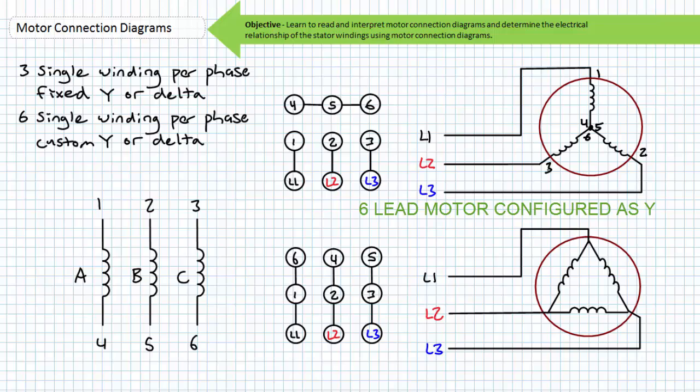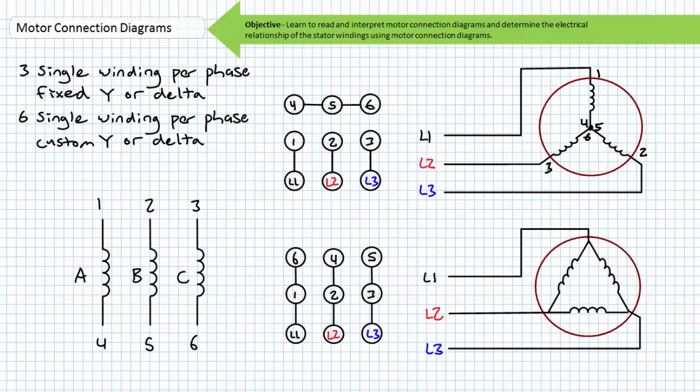If one wanted to place this 6-lead motor into a Y configuration, terminals 4, 5, and 6 are tied together forming a central junction of the Y. Terminals 1, 2, and 3 are left to be connected to the three-phase AC source, where direction of rotation is determined by the phase sequence.